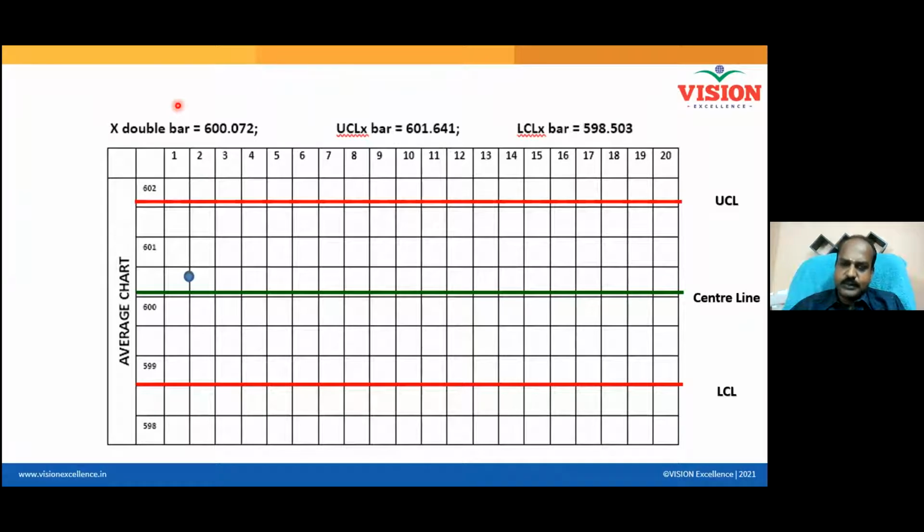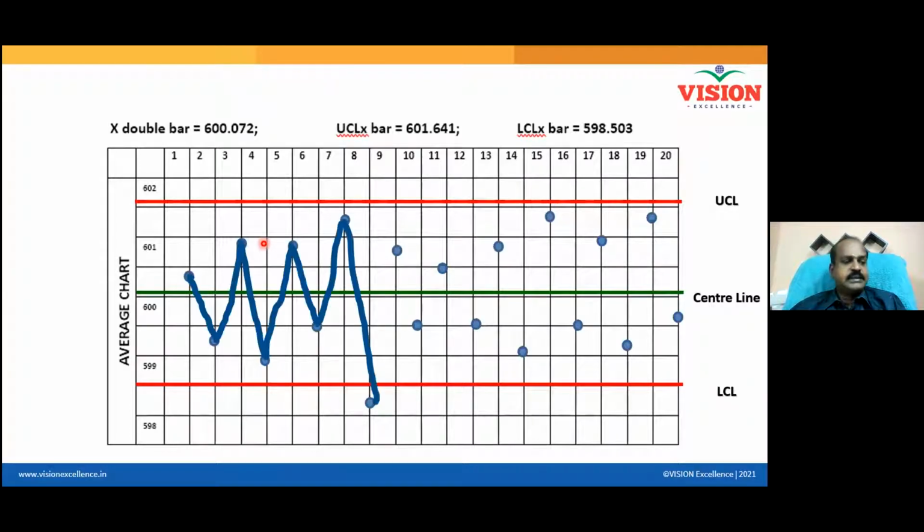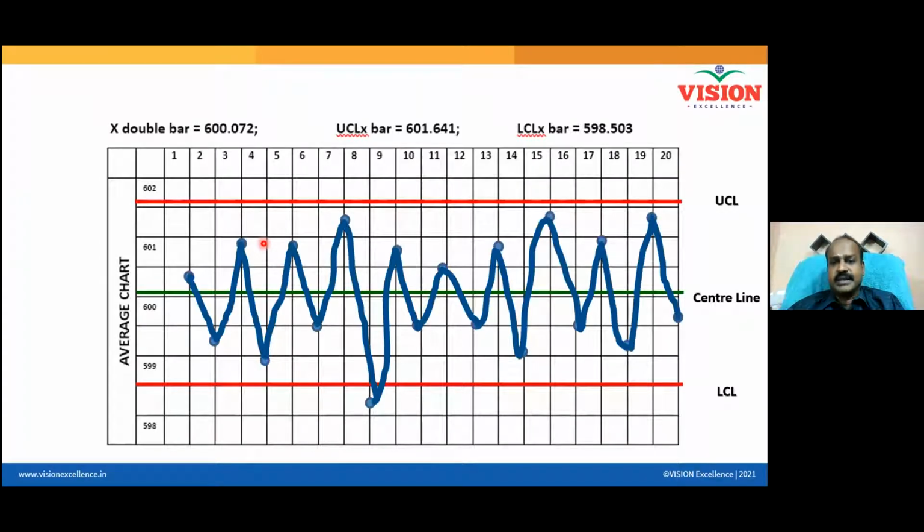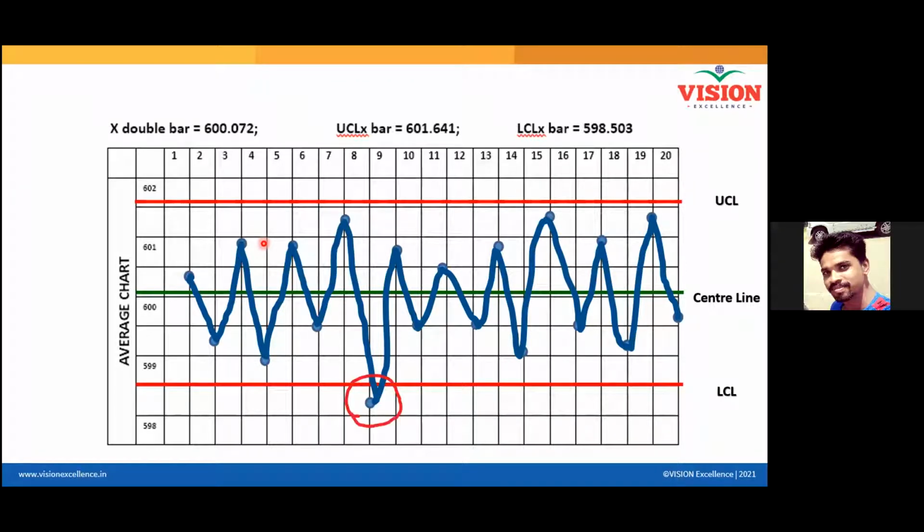Now what am I supposed to plot? Averages. I'm supposed to plot averages. How many averages do I have? 20. First one, second one, third, fourth. I plot like this. Now I will connect the points in the same sequence. Now look at the graph and tell me, is this process under statistical control or out of control? Out of control. Subgroup number 8 is out of control.